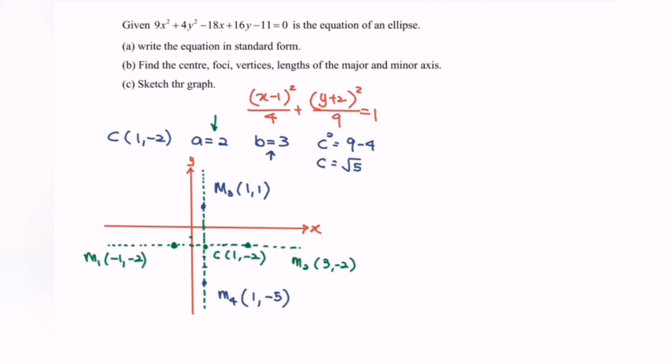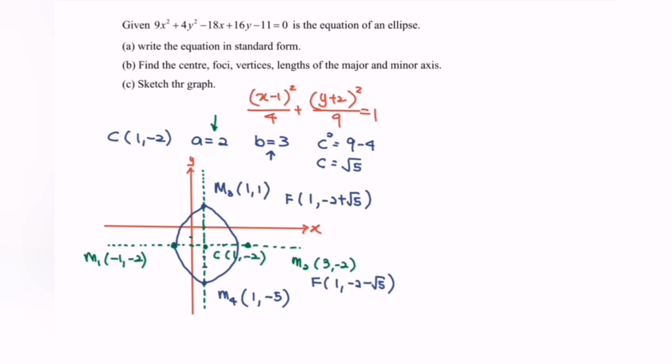Kindly sketch the graph. So here we have the ellipse. Then kindly focus on the foci. The foci are found by moving upward for square root of 5 and downward for square root of 5 from the center. So one focus will be 1, negative 2 minus square root of 5. Next, we have another focus, 1, negative 2 plus square root of 5. So those are the foci of the ellipse.